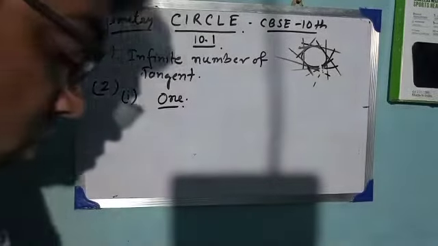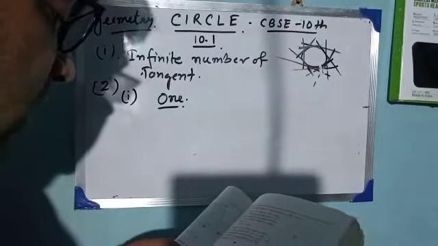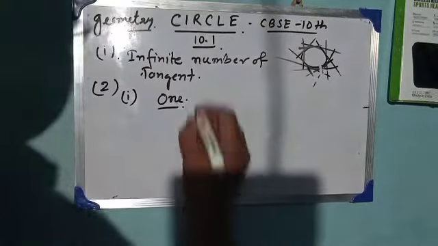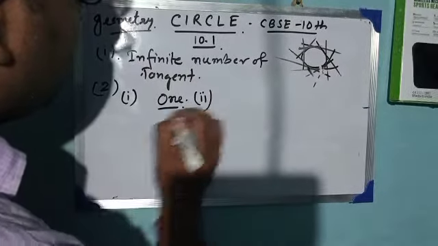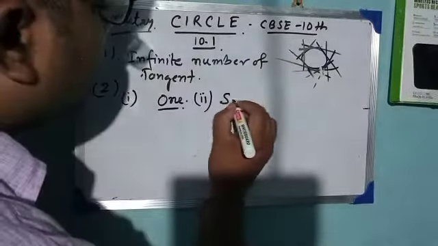Next, a line intersecting a circle in 2 points is called a secant.